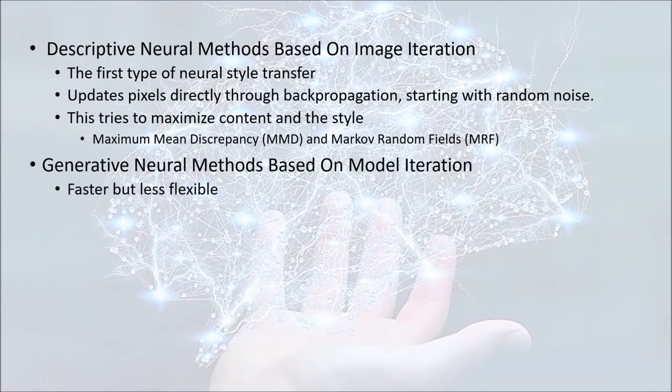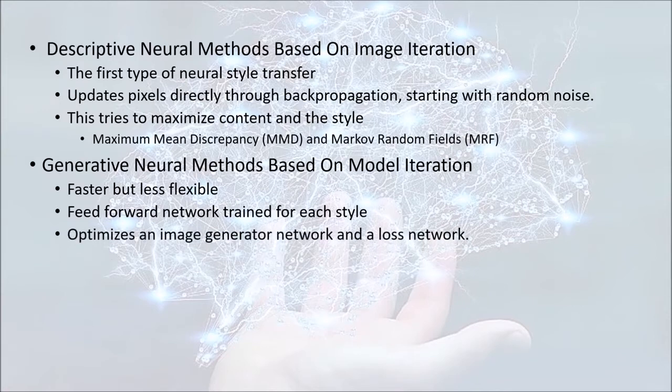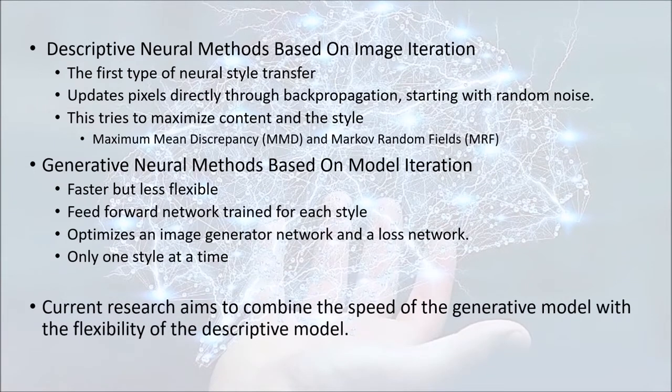The generative neural method is much faster than the first, but at the cost of some flexibility. A feed-forward network is trained on a large group of images for each style. Only a single forward pass is required using an image generator network and a loss network. Separate generative networks need to be made for each style. Current research aims to combine the speed of the generative model with the flexibility of the descriptive model.